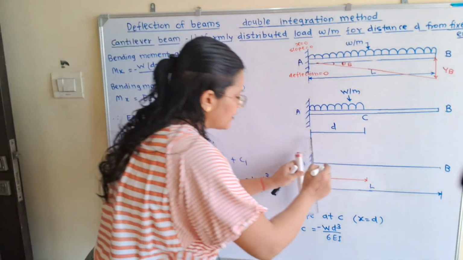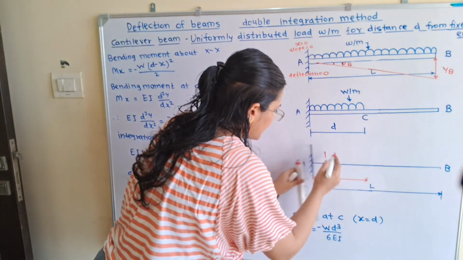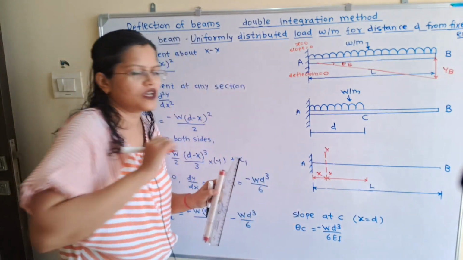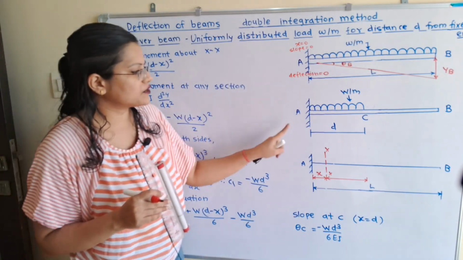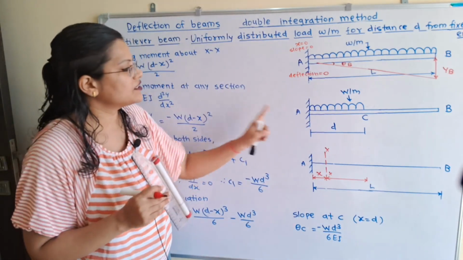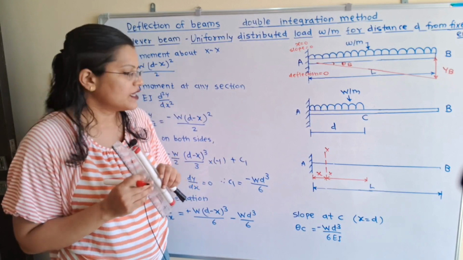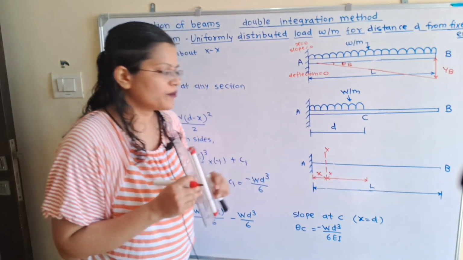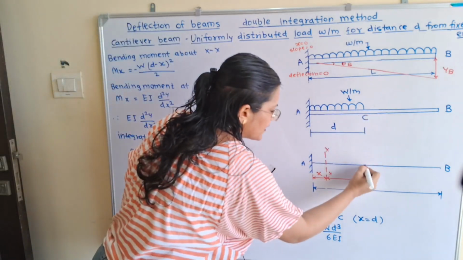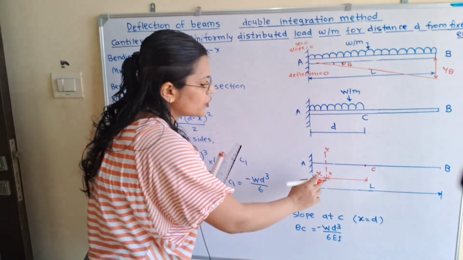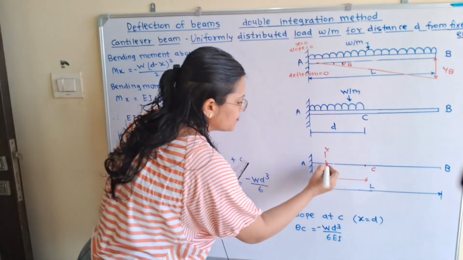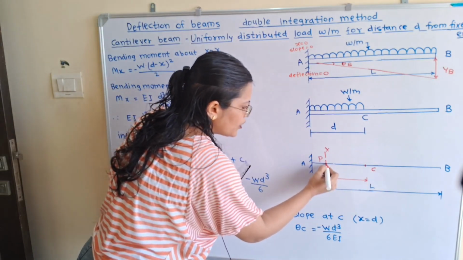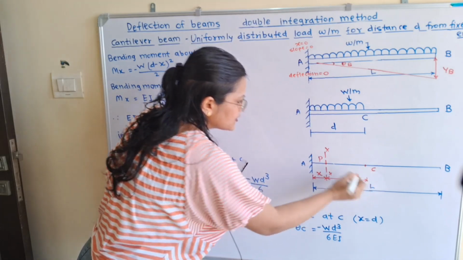So I will show here the section XX, and its distance from the fixed end is small x. Now if we observe, the uniformly distributed load is along the section AC. Now what is the load in between the section XX to point C? So I will mark this point C here. Now if we observe the remaining distance in between, suppose I consider this point as P. Then from point P to C, what is this remaining distance?